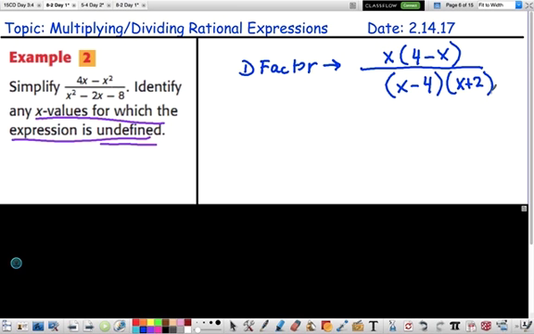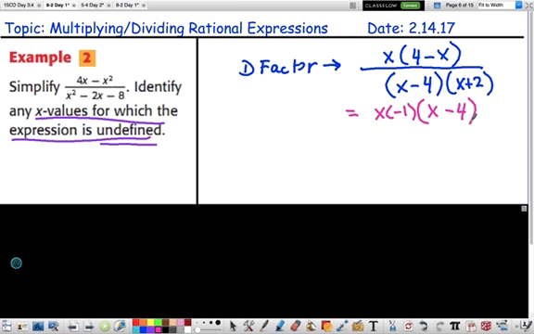Factor, cancel. I'm going to try and cancel something here. What do you think? Which ones am I going to try and cancel? This can cancel somehow. I just have to manipulate it a little. So let's do that. I can pull out a negative from this. This is equal to x times negative 1 times, I factored out a negative 1 from here. So this negative x now becomes positive x, and this positive 4 now becomes negative 4. I factored out a negative 1 from both of those. You see how that works?